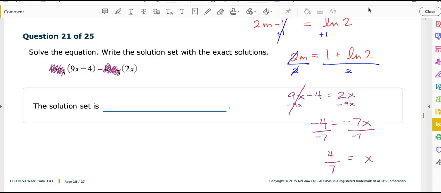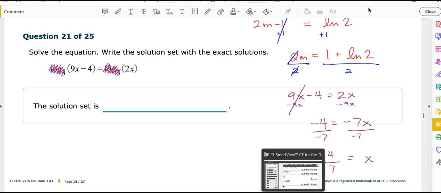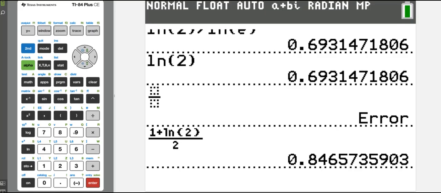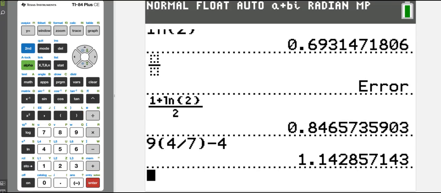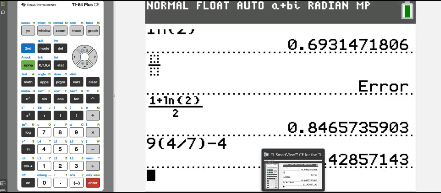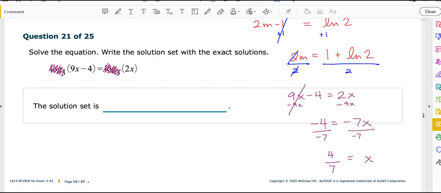If I plug in 4/7 for x, because I've got a log equation, will I still be taking the log of a positive number? So what is 9 times 4/7 minus 4? That's a positive number. I'm okay. And then 2 times 4/7 is 8/7. That's a positive number. So my solution set is 4/7.